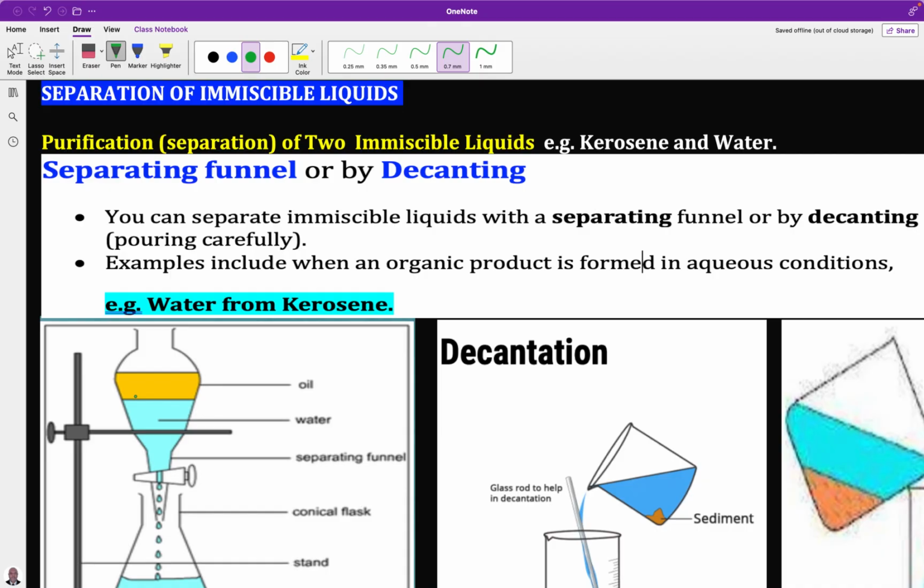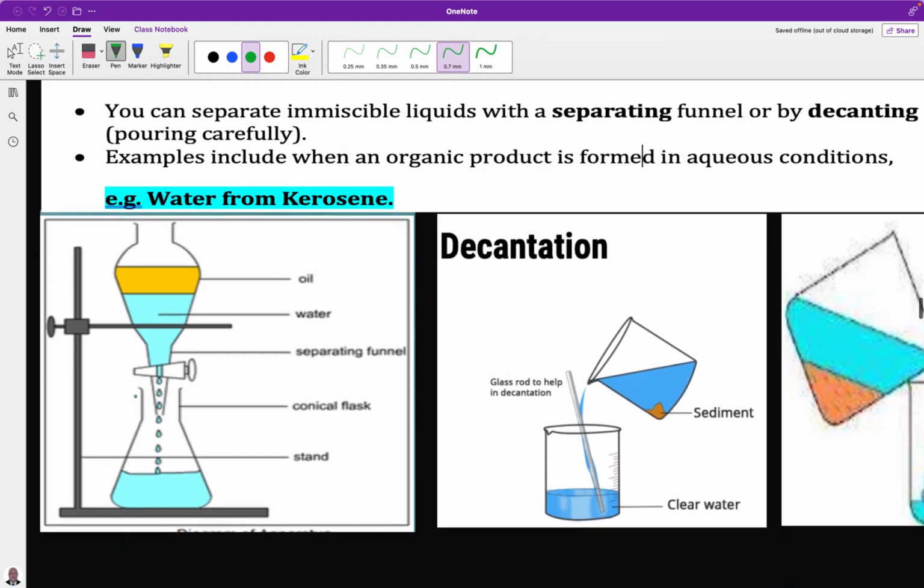Either you use a separating funnel or you use decanting. An example of this is when an organic product is formed in an aqueous condition. An organic product is a thing like kerosene, or a thing like oil. So how can we separate oil and water, or kerosene and water? It's the same method. Either we use a separating funnel or we use the process of decantation.